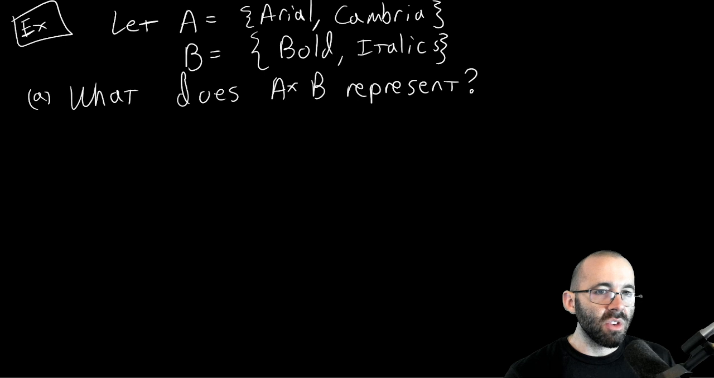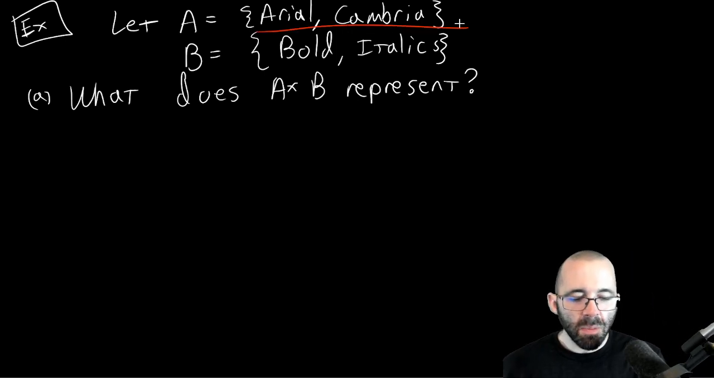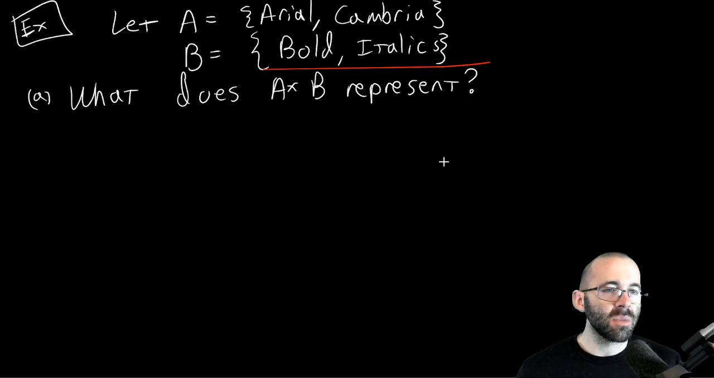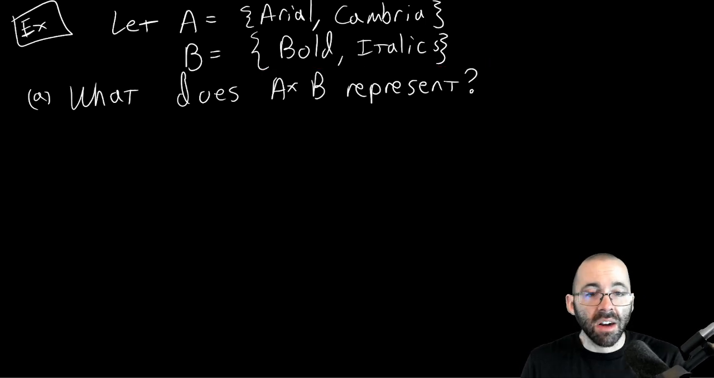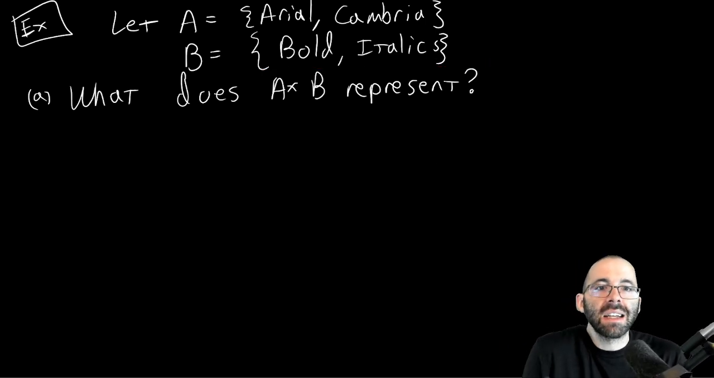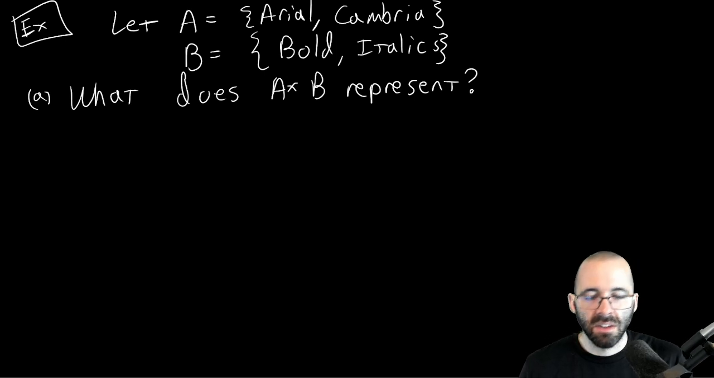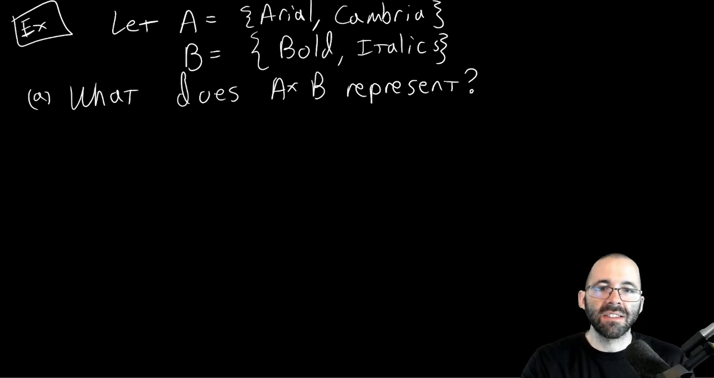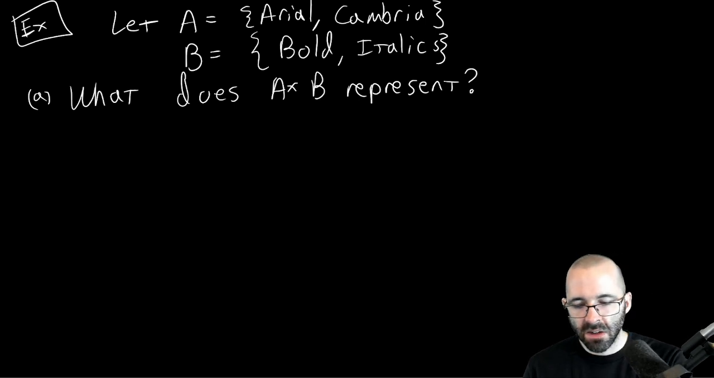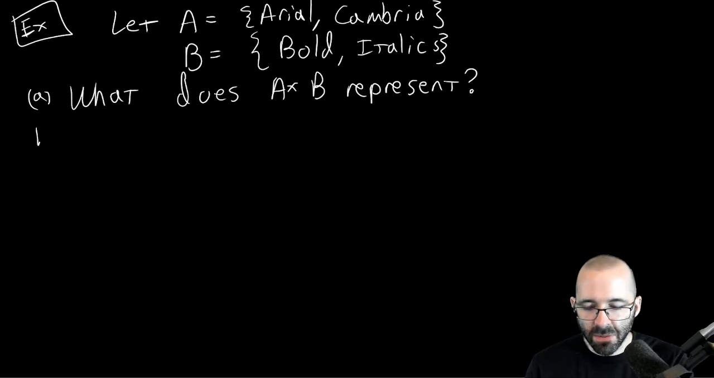What does that refer to? What does it represent? Well, if these are the possible fonts and these are the possible styles, then their cross product is all the possible combinations, right? All the possible things that could appear on this like website or Word document or something like that. Okay, I'm not going to write that down, but that's the answer.